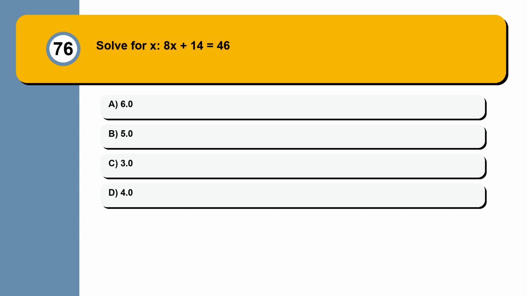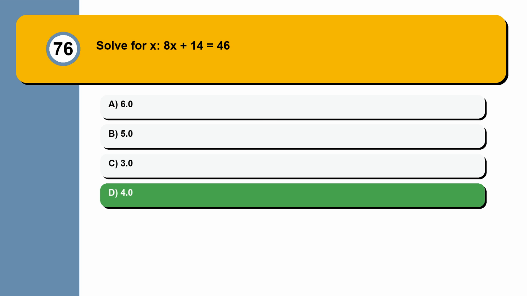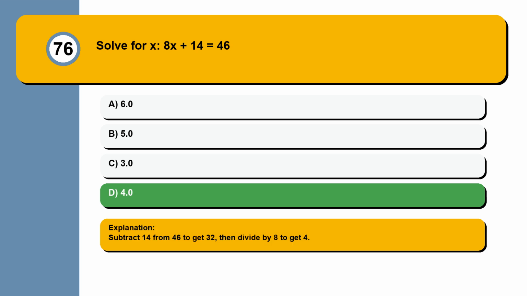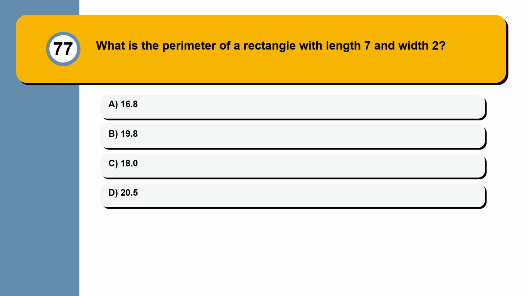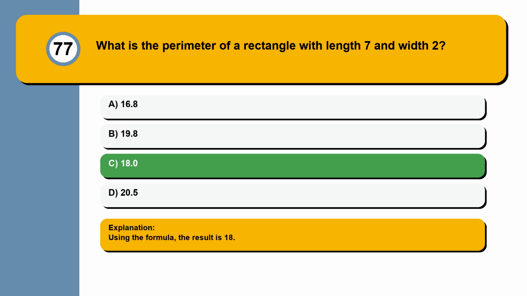Question 76. Solve for x: 8x plus 14 equals 46. Options: 6.0, 5.0, 3.0, 4.0. Subtract 14 from 46 to get 32, then divide by 8 to get 4. Question 77. What is the perimeter of a rectangle with length 7 and width 2? 16.8, 19.8, 18.0, 20.5. Using the formula, the result is 18.